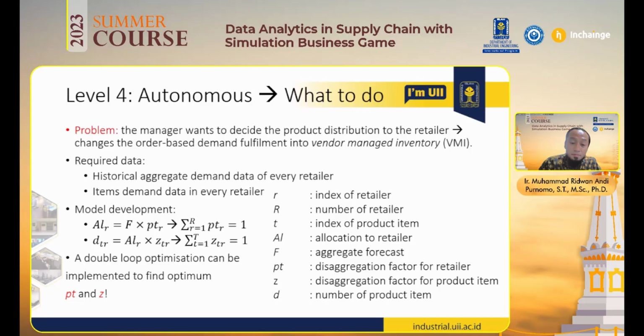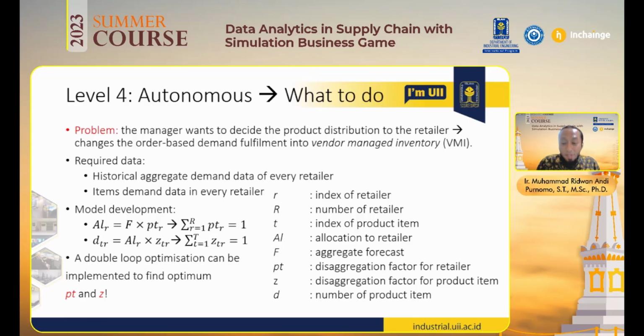So here, if we look at this model and consider it as an optimization model, then we can have some idea. We need a double loop optimization. The first loop is the optimization to optimize the PTR here. And after we get the PTR, we have the second loop of optimization to optimize the Z and the ZTR here, in order to determine the number of bakpia of every taste.